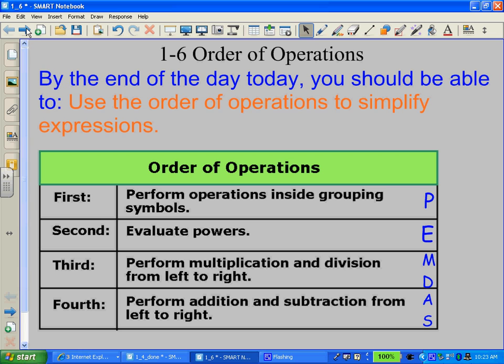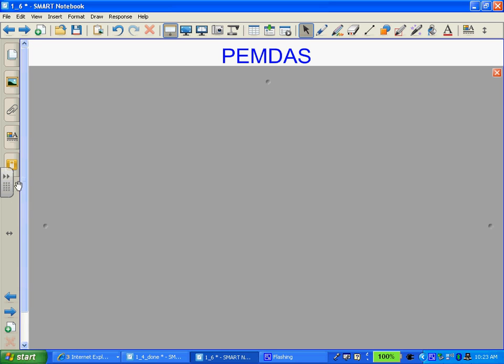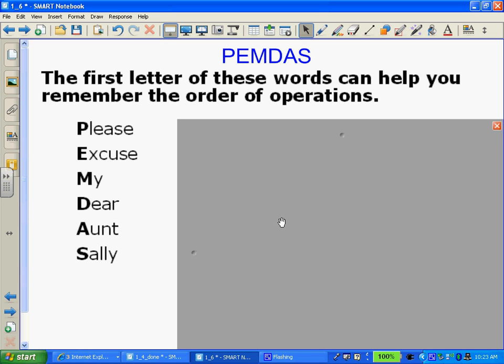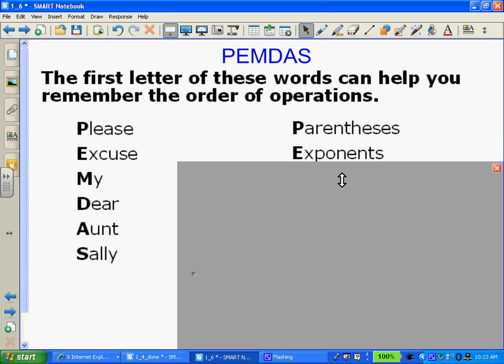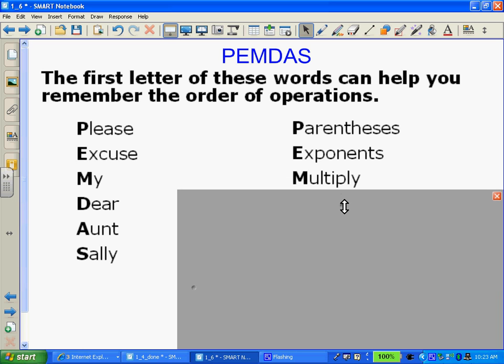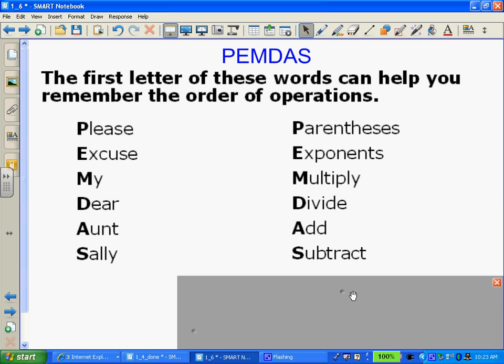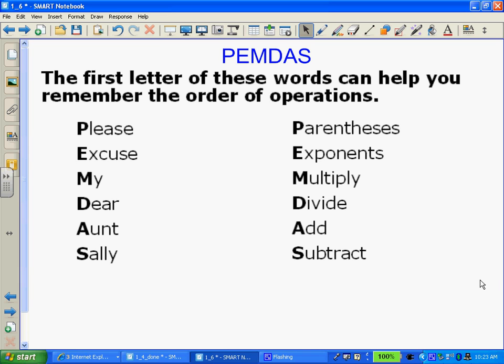So hopefully you'll remember this acronym from a while ago, that PEMDAS stands for Please Excuse My Dear Aunt Sally. In Illinois we would say aunt, but I know you guys up here say aunt. Please Excuse My Dear Aunt Sally will help you remember the order of operations. So P stands for parentheses, E for exponents, M for multiply, D for divide, A for add, S for subtract.